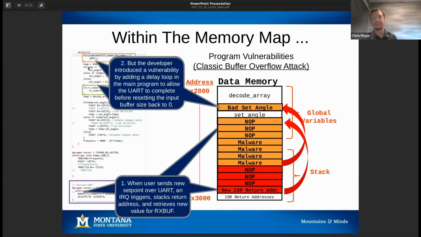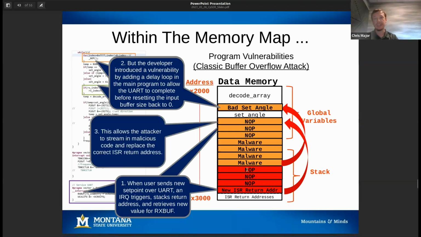And as it's fetching new values from the UART, it doesn't realize that the interrupt timer on it hasn't quite yet clocked out. And so we abuse the timing of this interrupt on the UART, not just to feed in one value for the angle, but to feed in another value and another value and another value. Now our data memory is completely taken up by our NOP sled and our malware, which in the end allows the attacker to put their own program into data memory and then trick the processor into running it by having the instruction return address feed back into data memory.